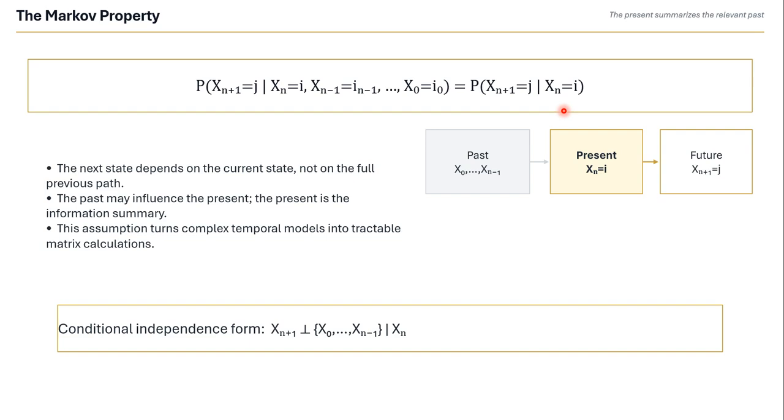For example, if today's weather alone is not enough to predict tomorrow's weather, we might define the state to include both today's and yesterday's weather. In conditional independence notation, we can write X_{n+1} is conditionally independent of X_0 through X_{n-1} given X_n. This conditional independence is what makes Markov chains mathematically tractable.